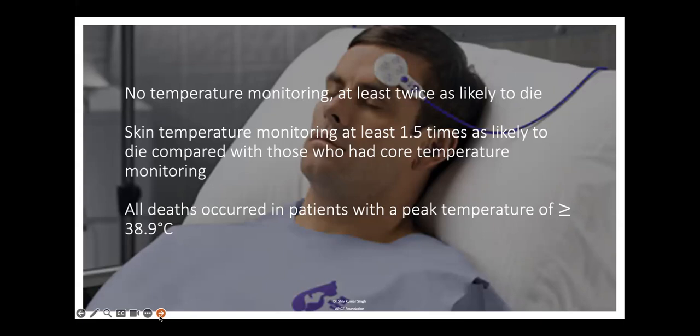I did ask what kind of temperature monitoring people use, and a lot of them use skin temperature monitoring. Now, patients who have skin temperature monitoring are at least 1.5 times more likely to die compared with those who have core temperature monitoring. So core temperature monitoring using thermistors or nasopharyngeal or esophageal temperature is a lot better. And death seems to occur in patients who have a peak temperature of more than 38.9 degrees, so almost going to almost 39 degrees. Okay.